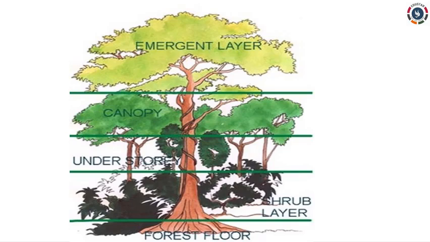The lowest layer is the forest layer. Sunlight hardly reaches this layer, which comprises fallen leaves and fruits that decay very quickly. Rosewood, ebony, cinchona, rubber are examples of trees that grow in the equatorial forest.